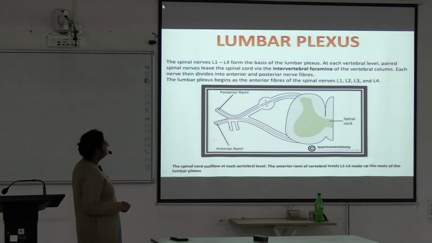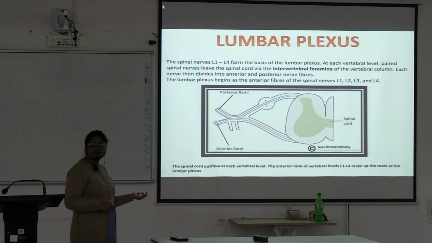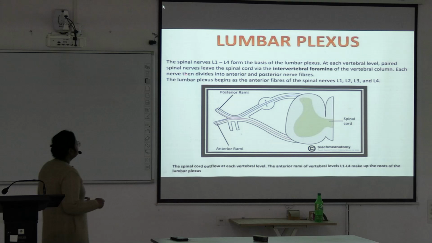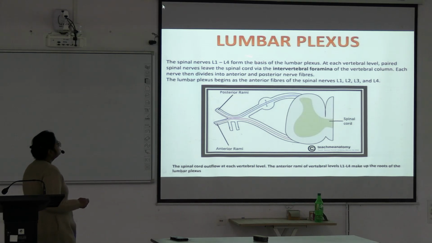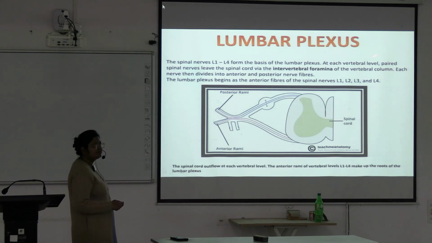And in the posterior root there is a ganglion that is known as the dorsal root ganglion, and these two roots join with each other to form the spinal nerve, which comes out through the intervertebral foramen, and then it divides into two rami, anterior rami and posterior rami. Okay, and this anterior rami takes part in the formation of these plexuses. Okay, so understood. So the spinal nerves L1 to L4 form the basis of the lumbar plexus.